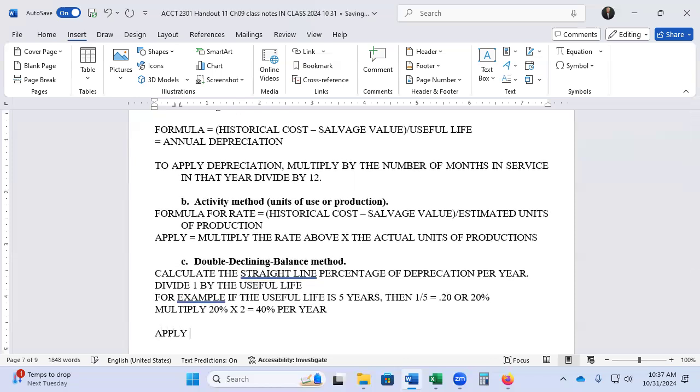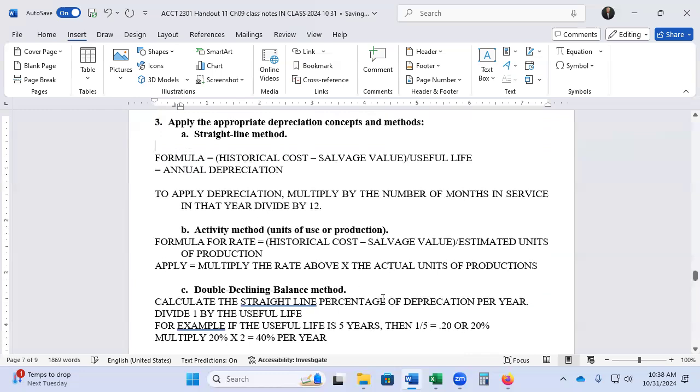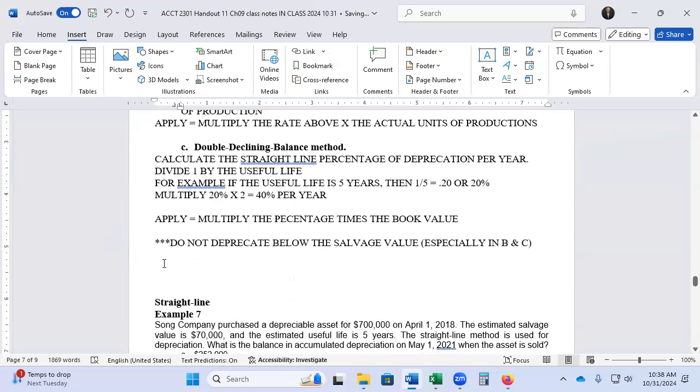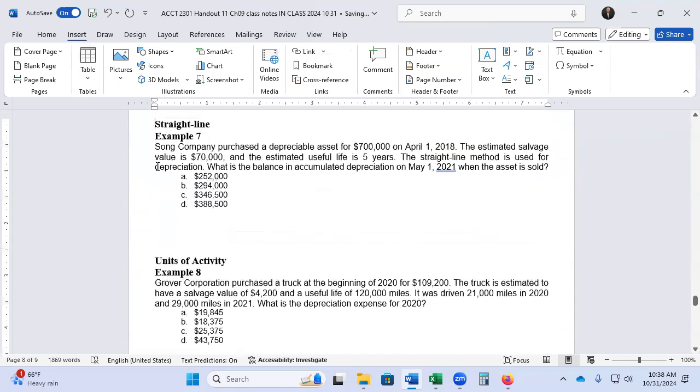And to apply it, you multiply the percentage times the book value. And a little note at the bottom, do not depreciate below the salvage value. It's pretty hard to do unless you make a mistake with the straight line method. But with B and C, it's fairly easy to do. So you want to make sure that you do not depreciate below the salvage value. Okay, and we'll start here next class.